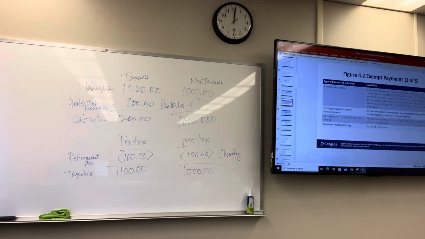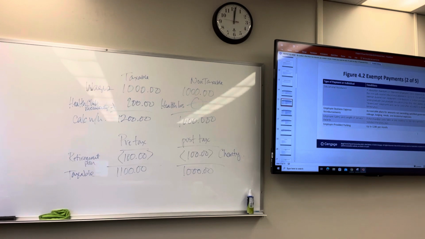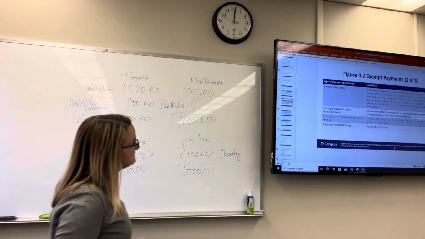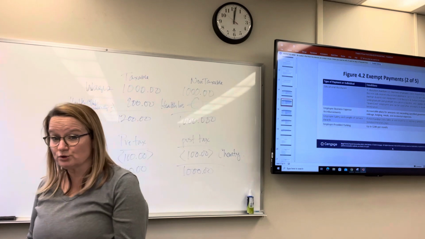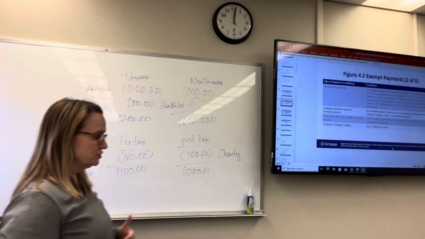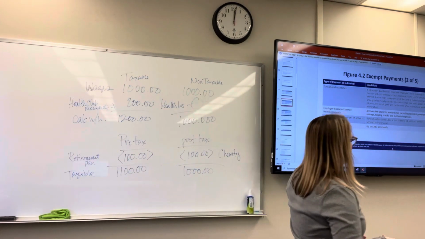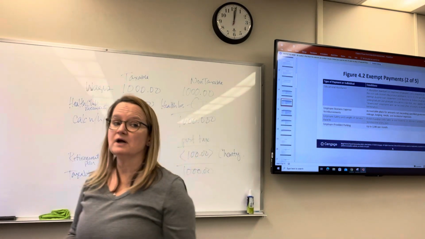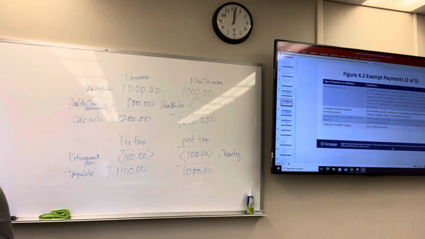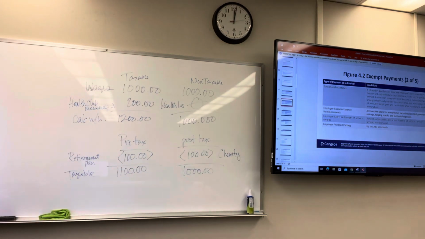Let's get through some of these other ones here. Oh, I want to talk about this one. Educational assistance. So payments up to $5,250 per year that are paid to an employee for tuition that is not job related, those are exempt payments. Now, if it starts to exceed $5,250 a year, then any amount over that would be considered taxable income.